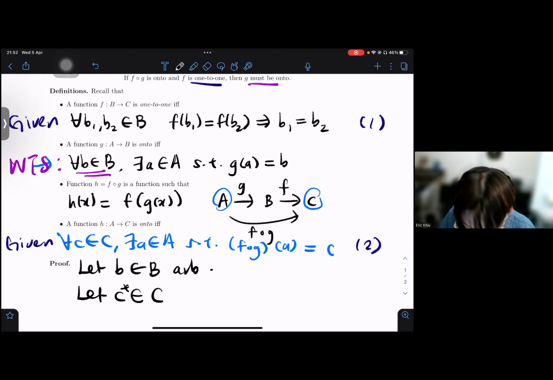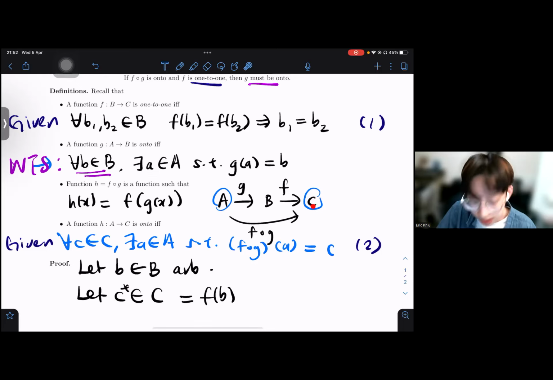be equal to f of B, because we know that function f will bring B to C. So we can have something like this. And we know that it's unique because it's 1 to 1. And what do we do next?